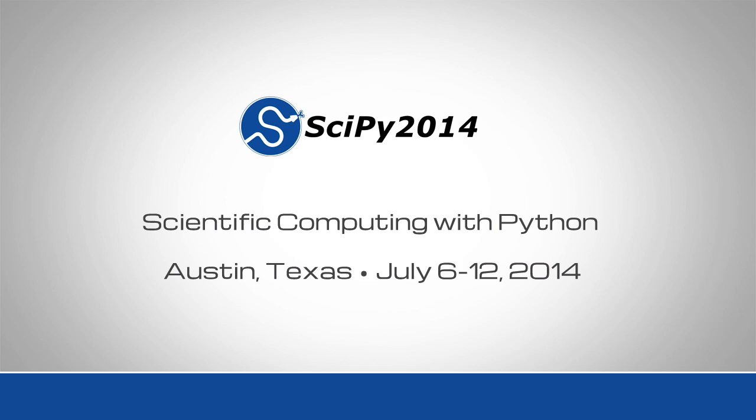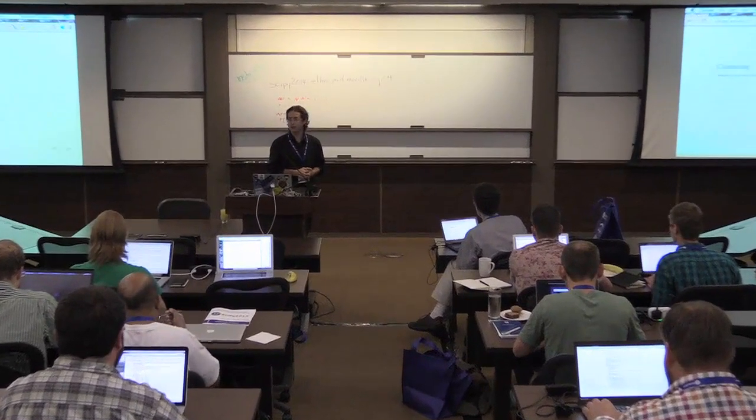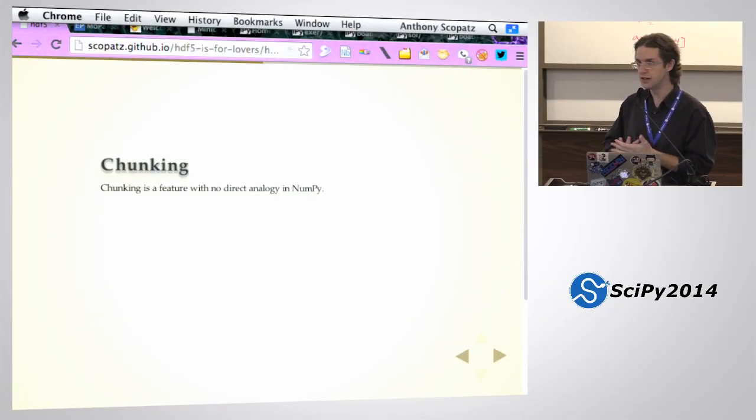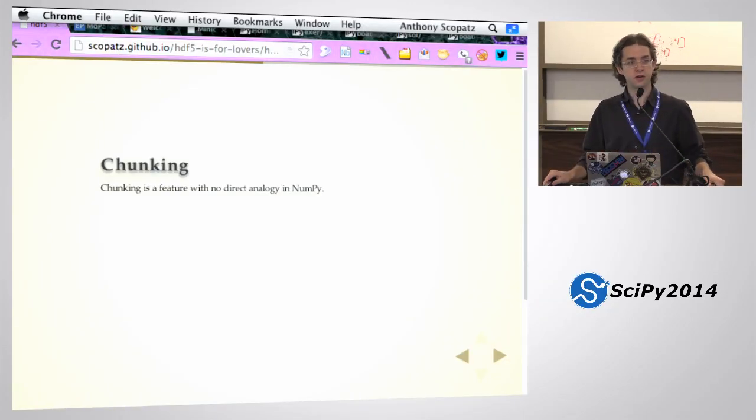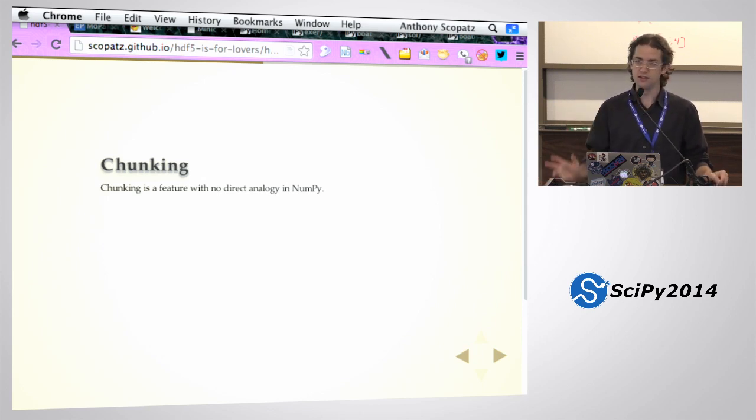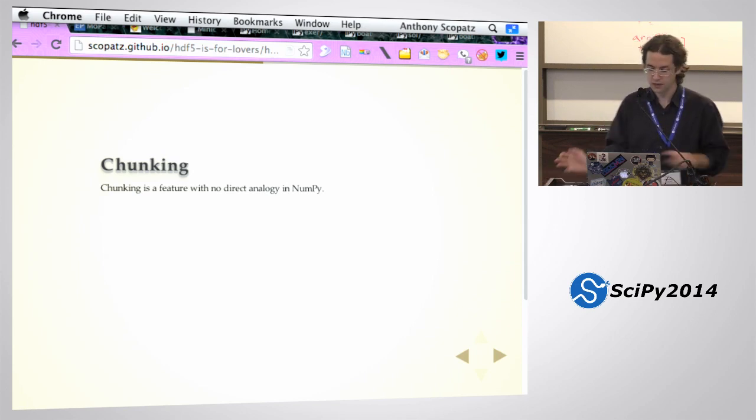All right, so the next thing that we're going to talk about is, sorry, I'm moving back and forth, is chunking. So this has come up a couple times, and I've kind of sidestepped the issue, so now's the time to talk about it. This is a feature that doesn't have an analogy in NumPy at all, but is something that's incredibly useful, and it's a core feature of HDF5. So we're going to really get into how this works.